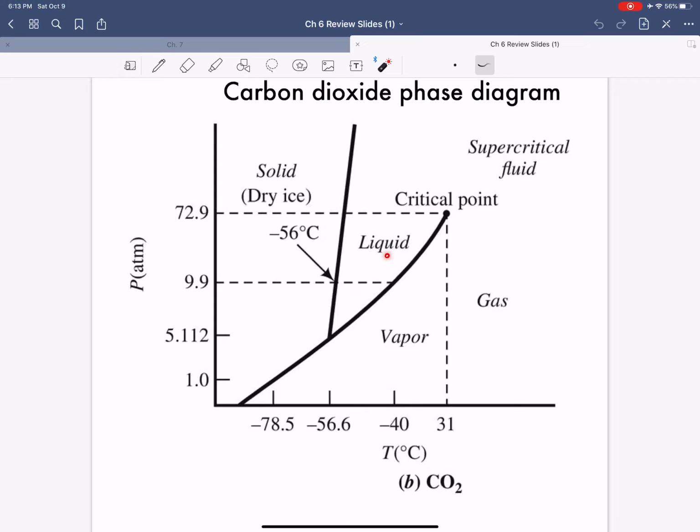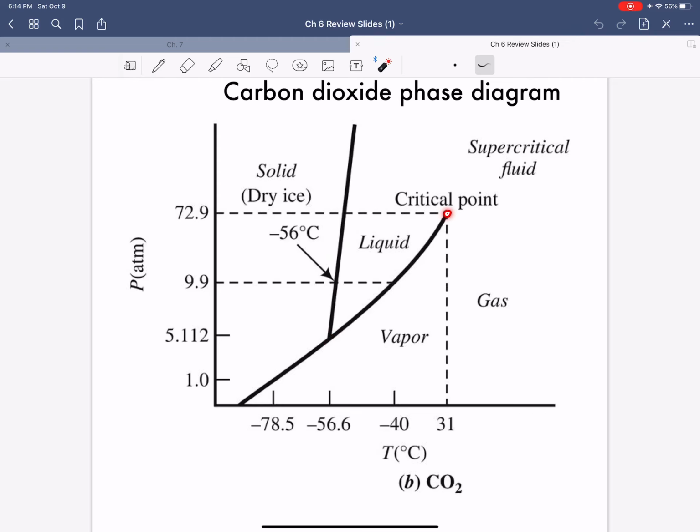And if you went from here to here, you would see that your carbon dioxide would evaporate from a liquid to a vapor. Okay? And then if you're directly on the line, you could exist as both a liquid or vapor. Or over here, you could be a solid and a liquid. And over here, you could be all three, solid, liquid, and vapor.